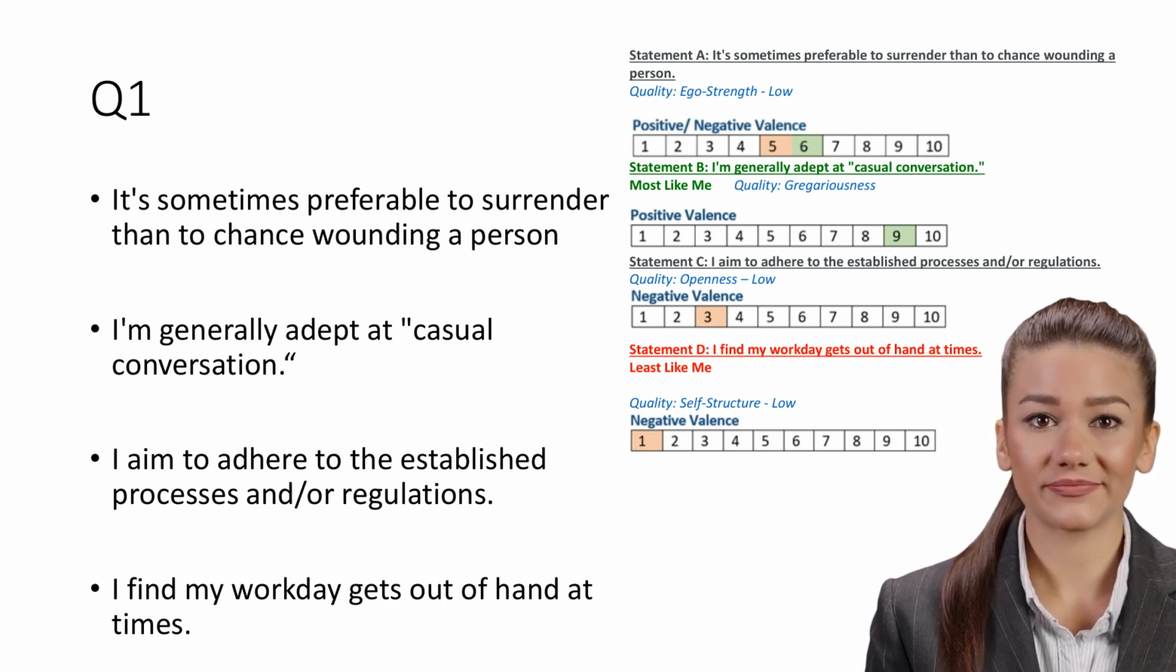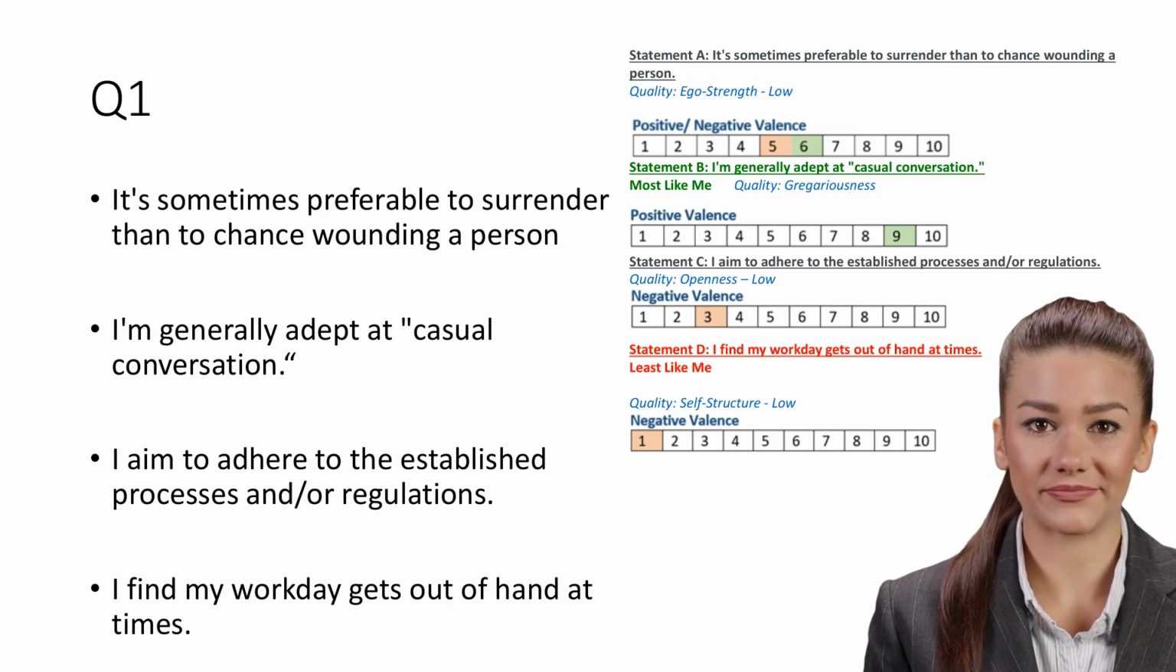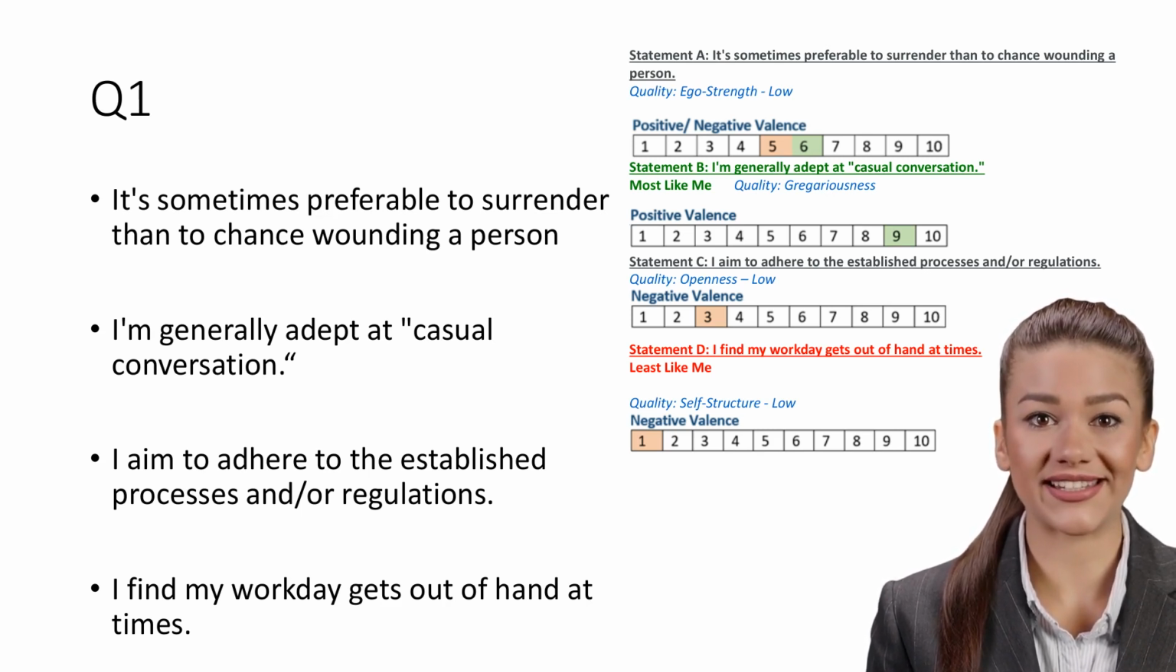Question 1. Statement A. It's sometimes preferable to surrender than to chance wounding a person. It evaluates quality, ego strength, low. Those with low ego strength view challenges as occasions to avoid. In many cases, reality can seem too overwhelming to deal with. Not hurting people's feelings is positive, however, many contemporary businesses ideally expect their staff to find a way to achieve success and avoid surrendering without wounding others.